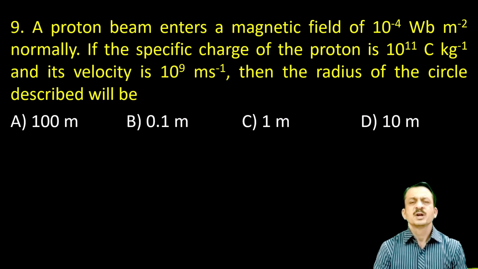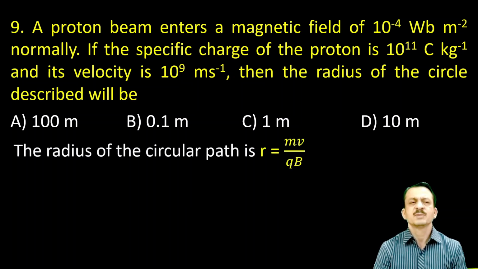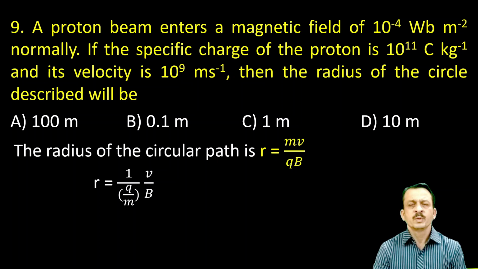Now, a charged particle moving normally in the presence of magnetic field describes a circular path, and its radius is given by R is equal to mv by q into B. Now here v is given, velocity is given, magnetic field is given, and charge to the mass ratio, that is specific charge. What is the meaning of specific charge? It is the charge to the mass ratio, that is q by m is given, that is 10 to the power of 11. Therefore, I will rewrite the formula 1 divided by q by m into v divided by capital B. Now simply substitute the values.